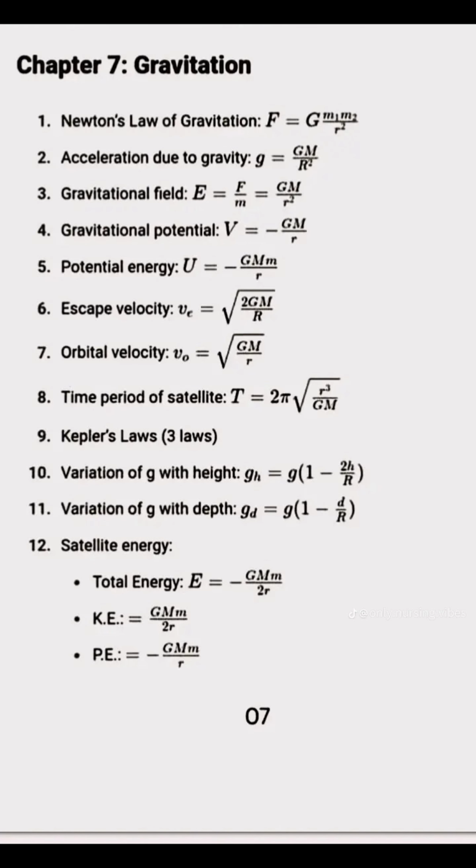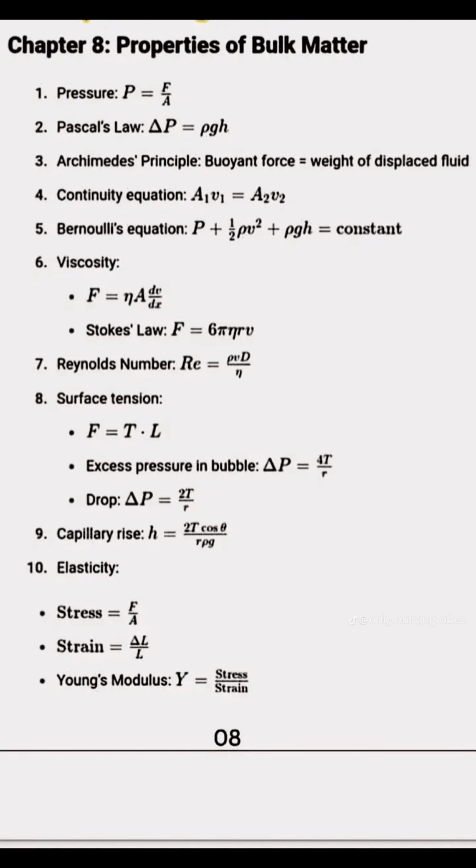And after that, 7 is gravitation, and gravitation is a very simple and very easy chapter. Newton's laws, acceleration due to gravity, gravitational field, escape velocity, orbital velocity, and Kepler's laws, variation of g with altitude or height. And then we are moving toward Unit 8, properties of bulk matter, pressure.